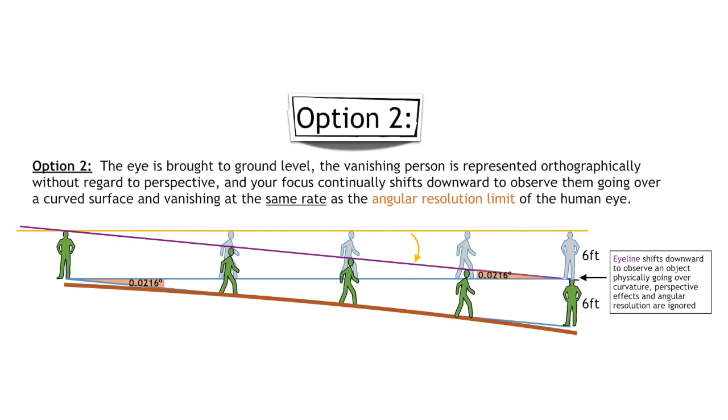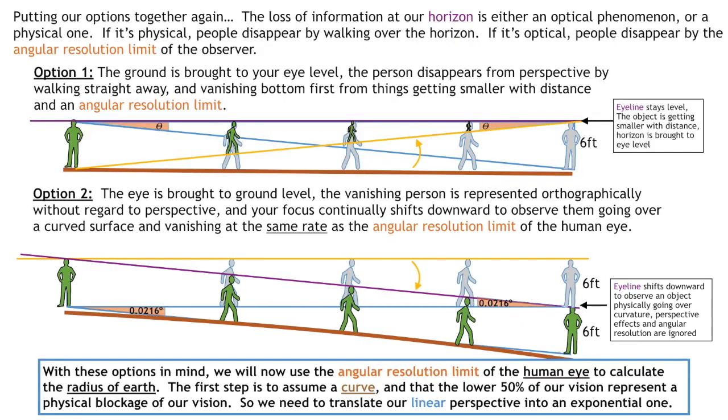So again, within this diagram, our eye line shifts downward. It must shift downward to observe an object physically going over curvature. Perspective effects and angular resolution are ignored. And again, putting it together so you can see them side by side, the loss of information at our horizon, just to restate our argument, is either an optical phenomenon or a physical one. If it's physical, they disappear by walking over the horizon. And if it's optical, people disappear by angular resolution limit of the observer.